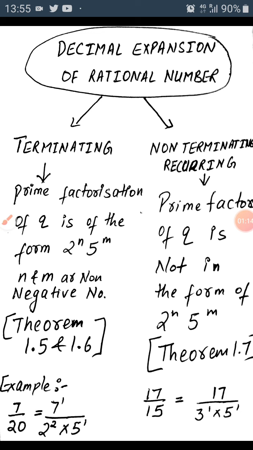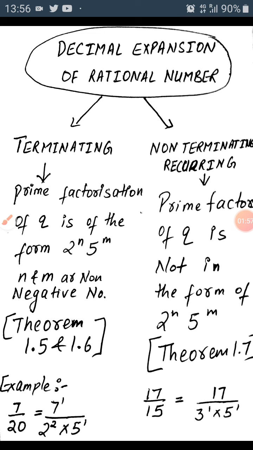Now, decimal expansion of a rational number. It is of two types: terminating and non-terminating recurring. So, what is a terminating expansion? If we have a rational number p by q, where q is not equal to 0, and the prime factorization of q is of the form 2 to the power n, 5 to the power m, where n and m are non-negative numbers, non-negative numbers meaning whole numbers.